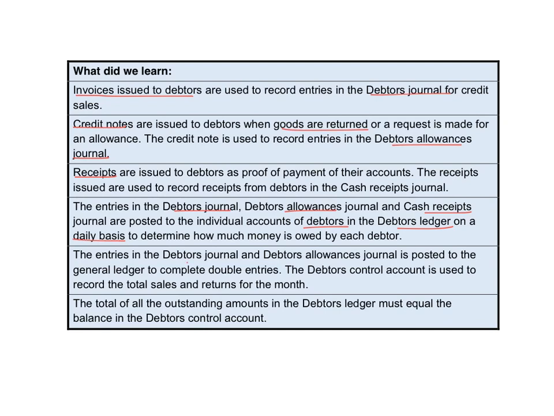The entries in the debtors journal, debtors allowances journal, and cash receipts journal are posted to the general ledger to complete the double entries. The debtors control account is used to record the total sales, total returns, and total payments. The total of the outstanding amounts in the debtors ledger must equal the balance in the debtors control account. If they don't balance, you will have to go and investigate and search for the mistake that you made.